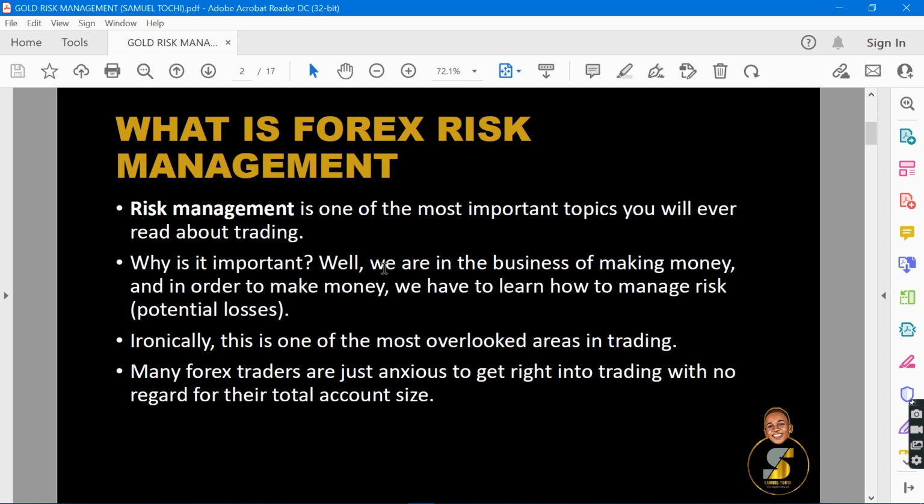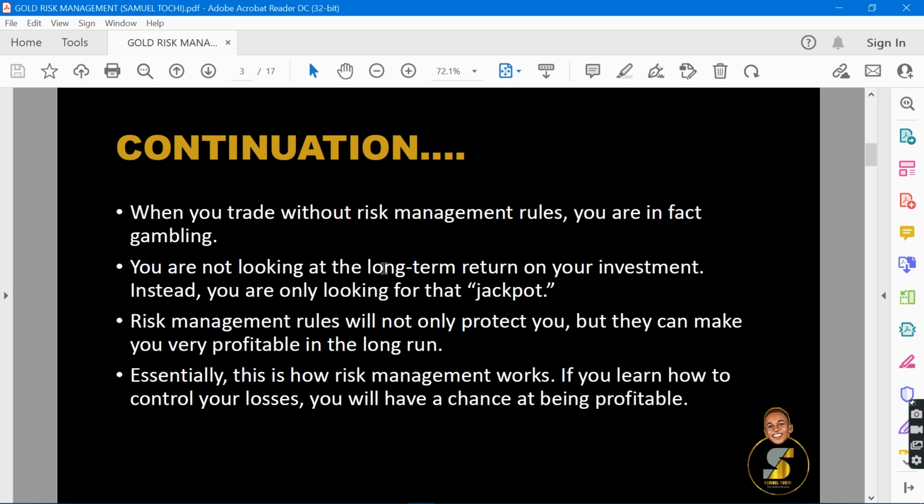Many forex traders are just anxious to get right into trading with no regard for their total account size. When you trade without risk management rules, you are in fact gambling. You are not looking at the long-term return on your investment. Instead, you are looking for that jackpot. Risk management rules will not only protect you, but they can make you very profitable in the long run. Essentially, this is how risk management works: if you learn how to control your losses, you will have a chance of being profitable.